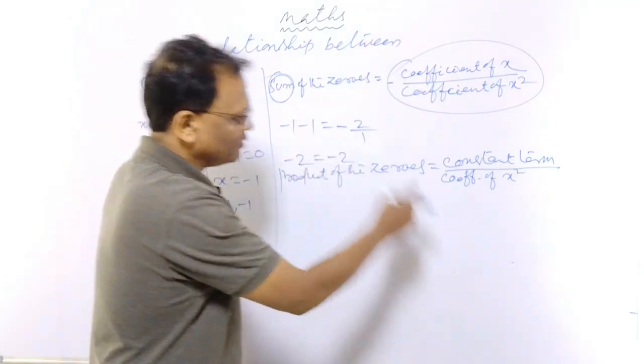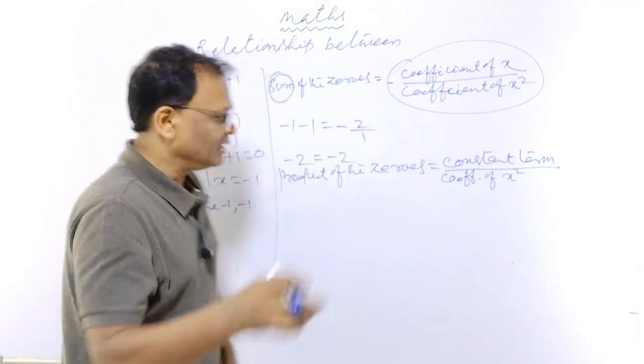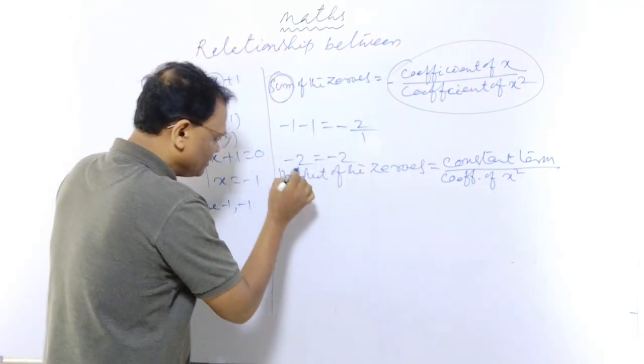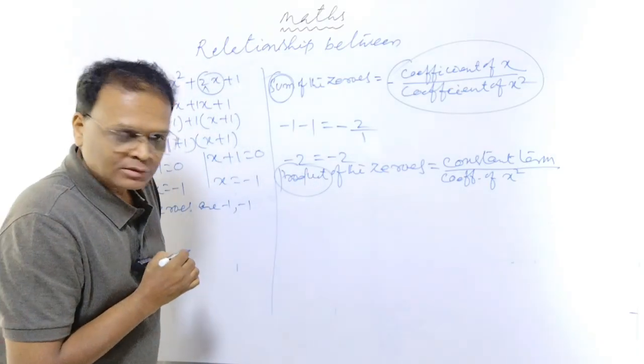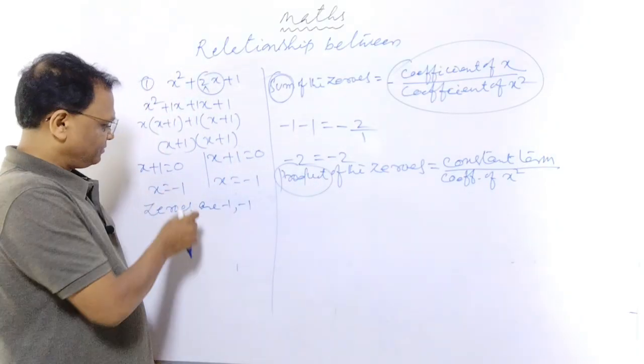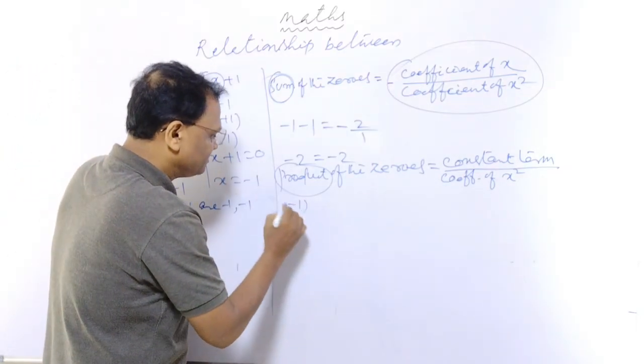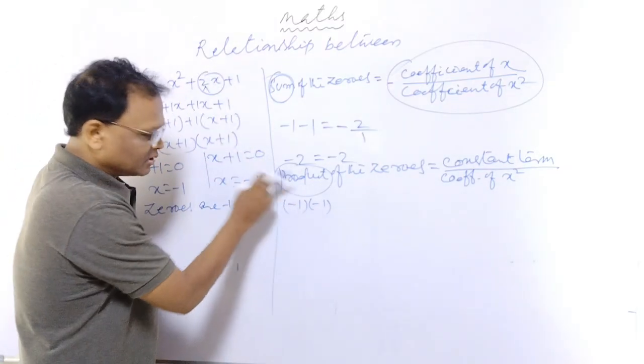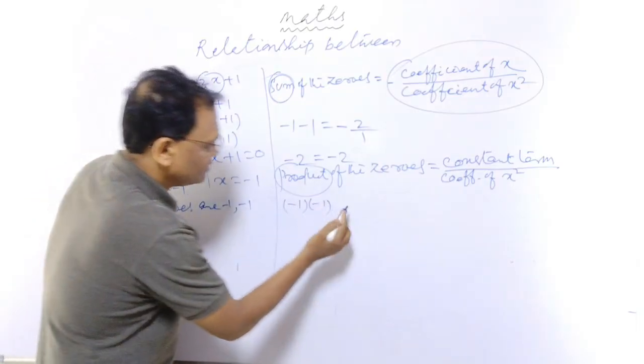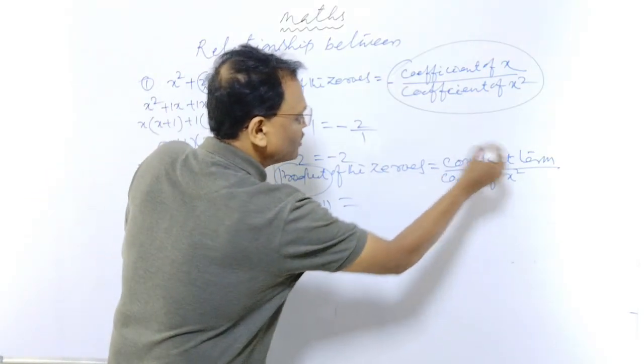Product of the zeros is constant term by coefficient of x square. Product of the zeros. What are the zeros? Here -1 multiply. Product मतलब multiply करना, so multiplication is equal to constant term.